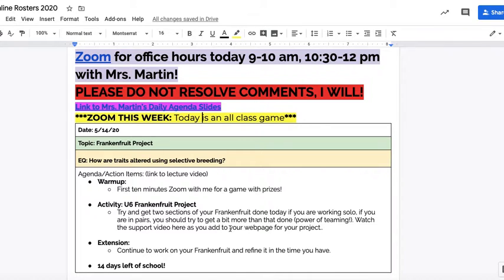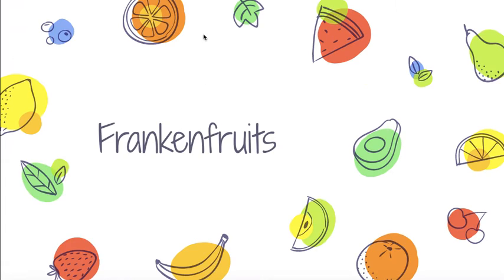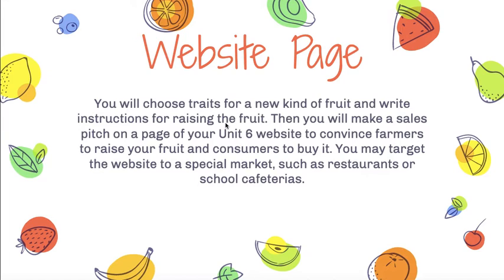I'm not giving you an additional extension project because I really want you to focus on your Frankenfruits. So Frankenfruits is your website page that you've already added. You're going to start to design your fruit by choosing some traits. You can go back to Miss Bombardieri's Ed puzzle where she talks about traits that fruits have, and you're going to write instructions to the farmers for how they might raise this fruit, keeping in mind that you're the geneticist.